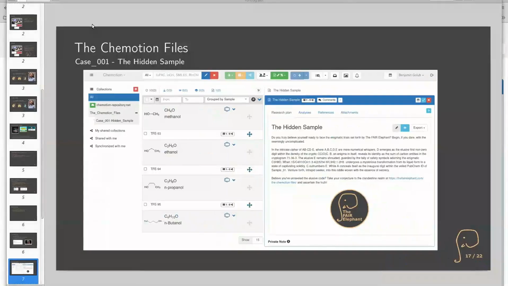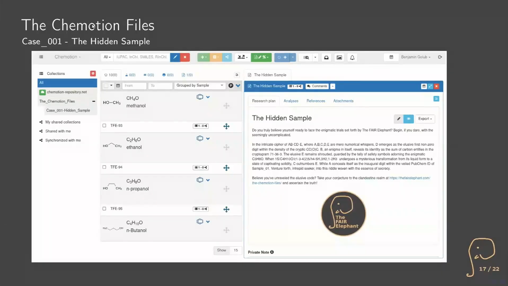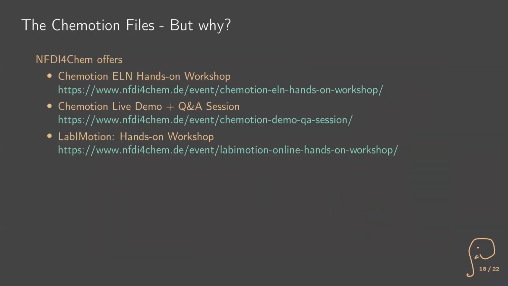I will go back to the presentation now, and we will discuss a little bit why I am doing this, or why I think this can be useful. We see that Chemotion or the NFDI offers a lot of support already. We have the Chemotion hands-on workshop, which is 1 or 2 days, I think. We have the Chemotion live demo and Q&A. We have the LabIMotion workshop. LabIMotion is a module, an extension to Chemotion. And I just remembered, we also have videos and the documentation of Chemotion. There is already a lot of different things here.